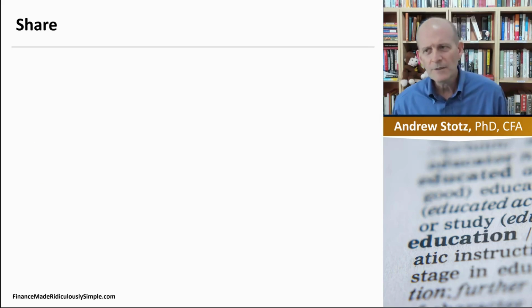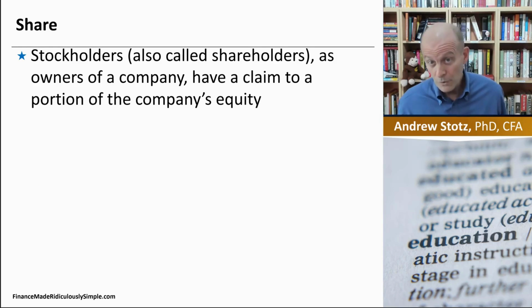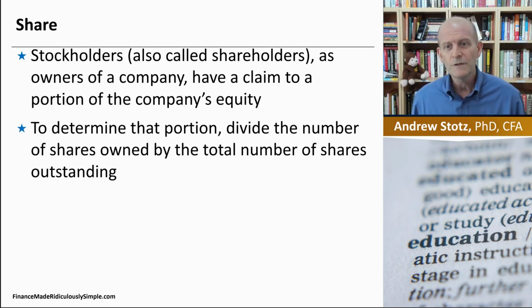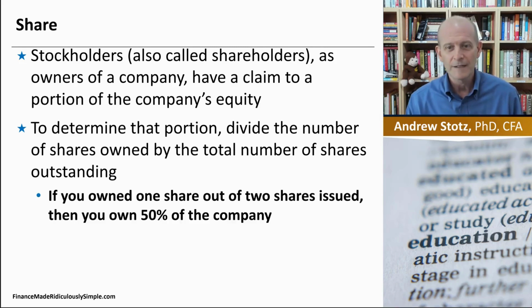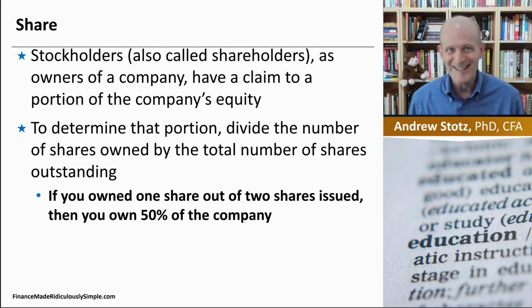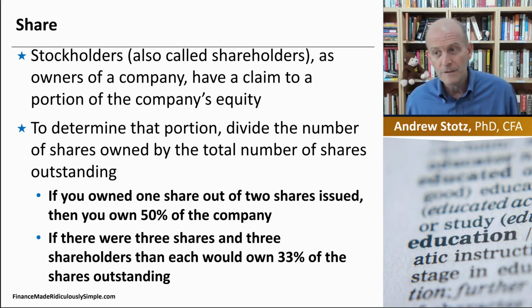All right, so let's talk about share. What do we mean when we say share? Well, stockholders are also called shareholders, as owners of a company have a claim to a portion of the company's equity. Now, to determine that portion, divide the number of shares owned by the total number of shares outstanding. So if you own 1 share out of 2 shares issued, like we've just seen, then you own 50% of the company. Now, if there were 3 shares, and let's say there's 3 shareholders, then each would own 33% of the shares outstanding. And that's the concept of shares.